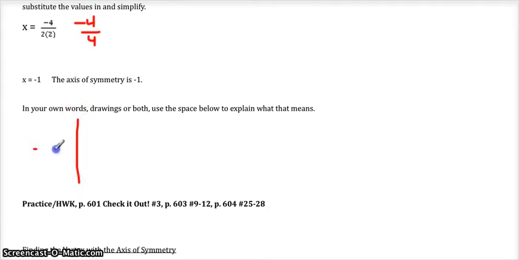Remembering that the axis of symmetry is that imaginary line that cuts the parabola in two equal spots. So if this is negative 1, what that's telling you is that there is going to be an imaginary line right down here, and the parabola, however far over it goes here, will go the same distance. So it's not as neat, but if you fold it, this part here should be the same as that. It's not exactly perfect, but that's what the axis of symmetry is telling you. And in this case, it is at negative 1.